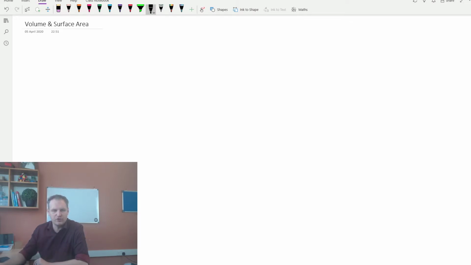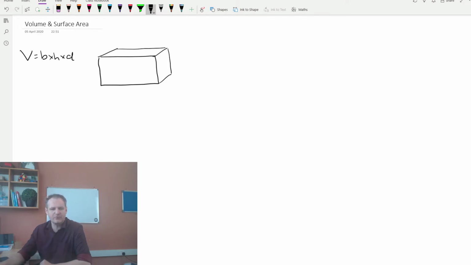Now, the way I draw cuboids, I go along to draw a rectangle, diagonal, diagonal, diagonal, up and across. If that's useful to you when you're drawing out cuboids yourself, that's how I do it. Now, you can just know that for a cuboid, it's base times height times depth. But I think it's more useful to know why. And it's because of the rule of prisms.